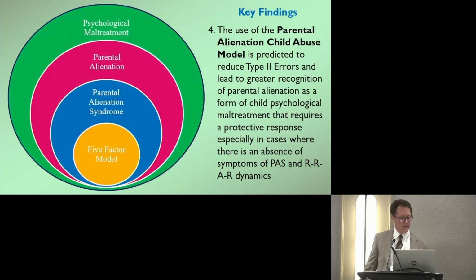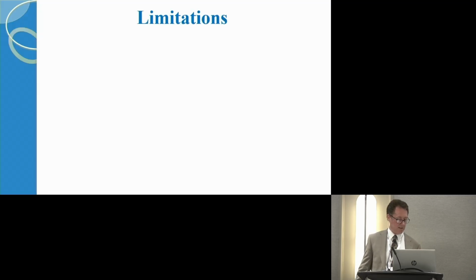Another key finding is that the use of the parental alienation child abuse model is predicted to reduce type 2 errors. In other words, recognizing that a parent's behaviors towards a child that are likely to cause harm to the child's relationship with the other parent, even if harm never results, requires a child protective response. It may lead to greater recognition of parental alienation as a form of child psychological maltreatment that requires a protective response, especially in cases where there's an absence of symptoms of PAS or the resist, refuse, avoid, reject dynamic.